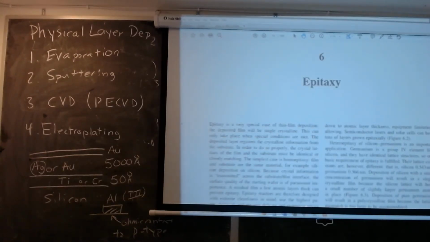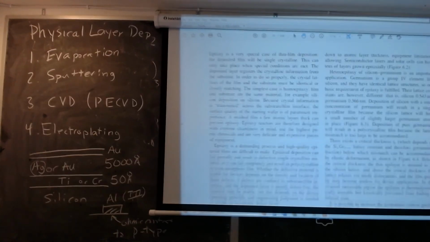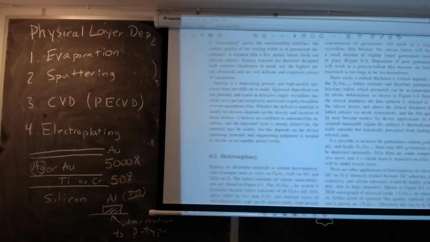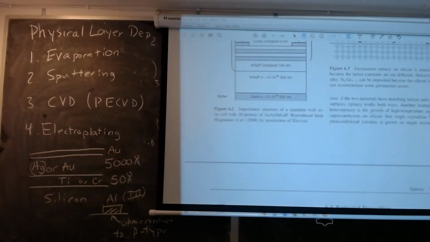All right, now, what we just talked about with physical layer deposition: evaporation, sputtering, CVD, certainly electroplating, they produce what's called either polycrystalline or amorphous films, meaning that it's not a single crystal. Epitaxy produces a single crystal, and you may have heard of molecular beam epitaxy.